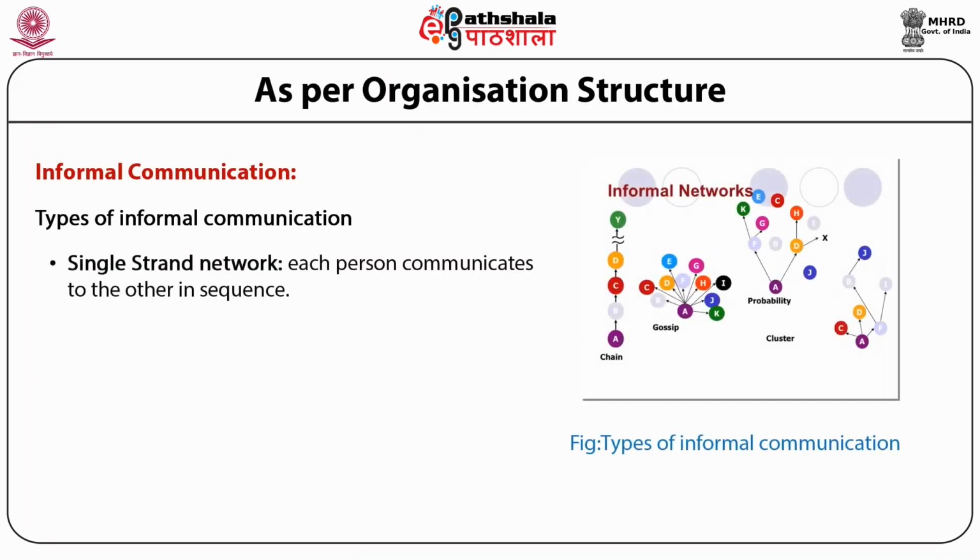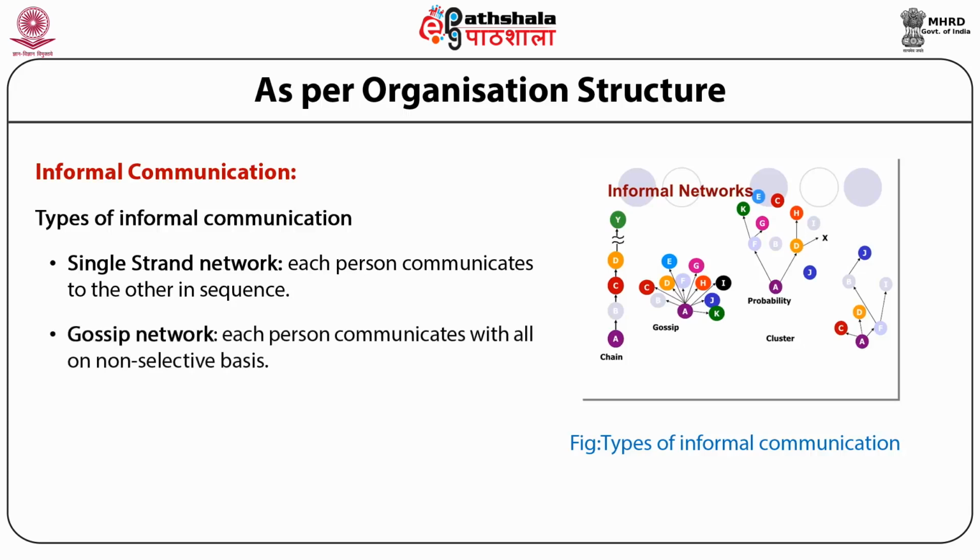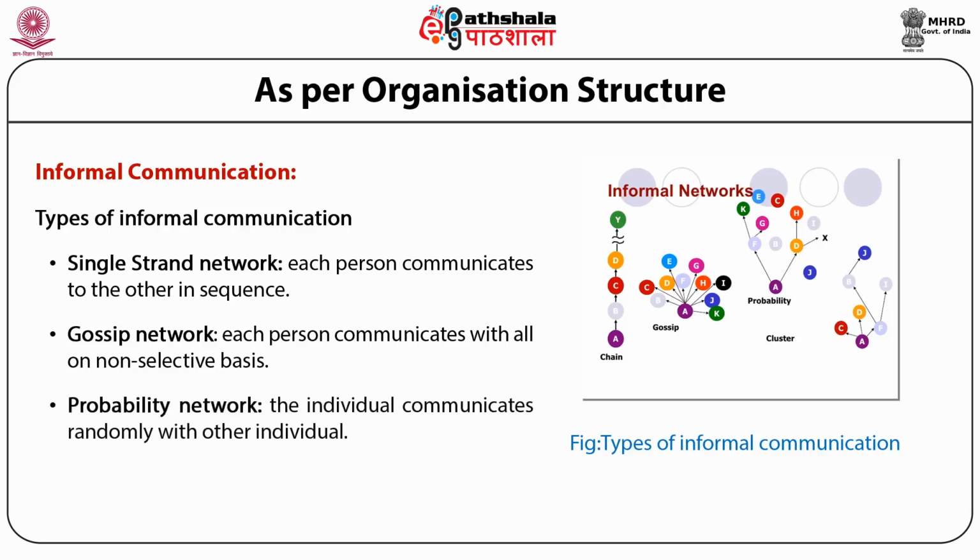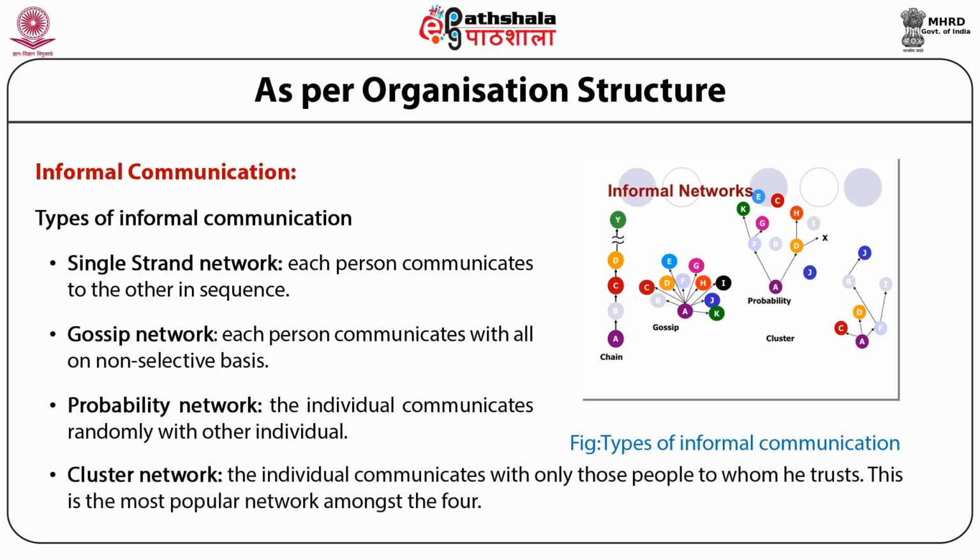First is the single strand network, where each person communicates to the other in sequence. The next is the gossip network, where each person communicates with all on a non-selective basis. Third is the probability network, where the individual communicates randomly with other individuals. And fourth is the cluster network, where the individual communicates with only those people whom he trusts. This is the most popular network amongst the four.